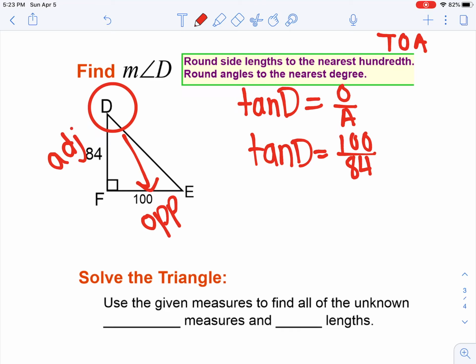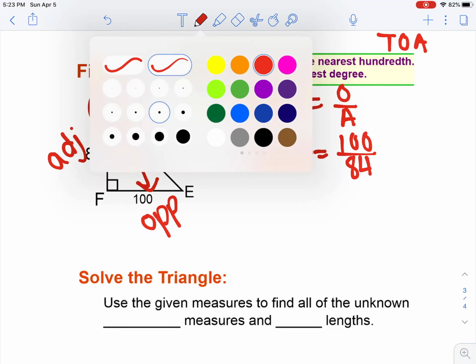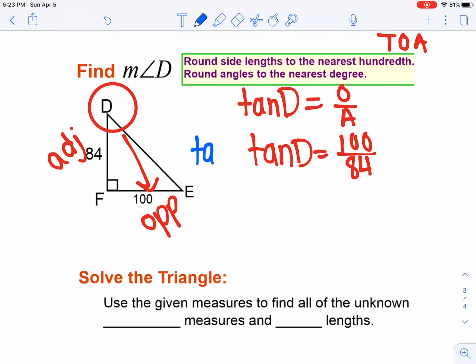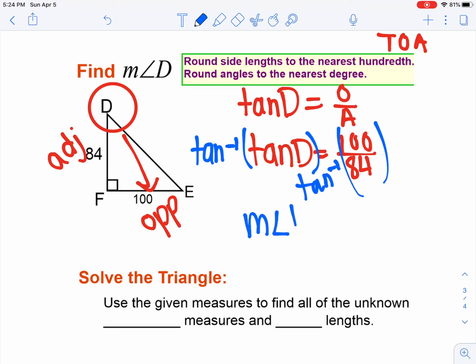Okay, if you want to go ahead and simplify that to a decimal, you can. Otherwise, I usually just leave it in a fraction. That way we don't have to worry about the rounding until the end. Okay, so if we want to get angle D solved, we would need to take the tangent inverse of both sides. And if you want to write that out in a separate step, that's totally fine. If you want to just write it to the side like I did, that's okay too.